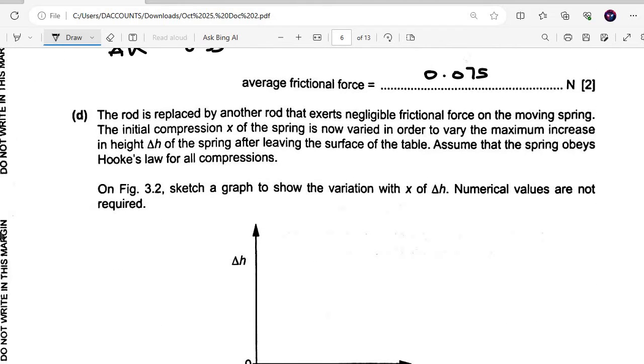Now the rod is replaced by another rod that exerts negligible frictional force. On the moving spring, the initial compression of the spring is now varied in order to vary the maximum increase in height. As they are changing the compression, the change in height will be changing, of course, after leaving the surface. Assuming the springs obey Hooke's law, sketch the graph.